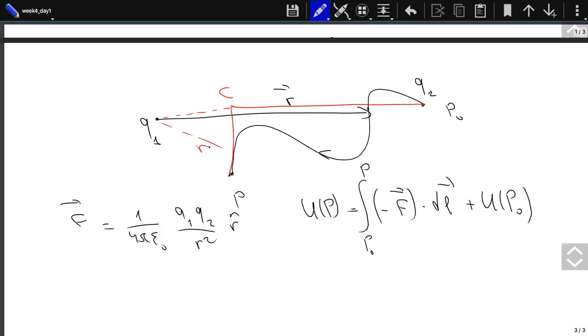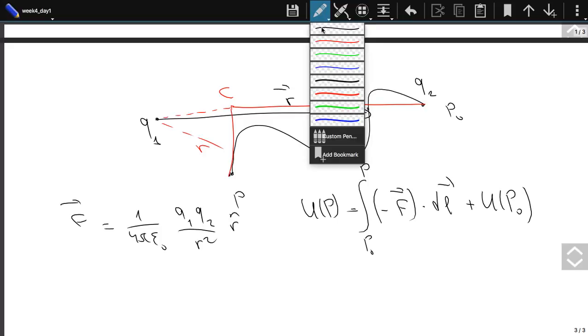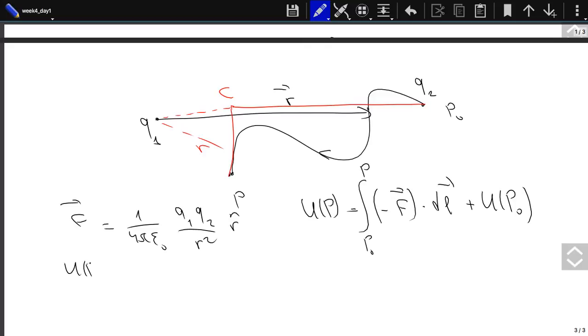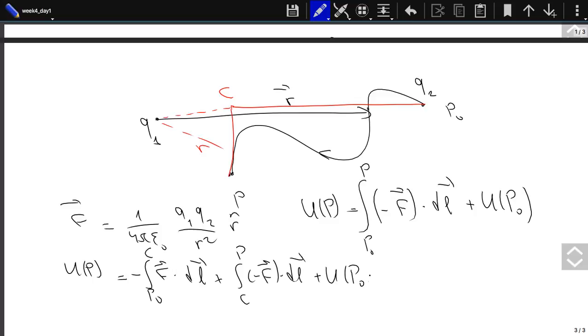Agree? Okay, so let's see. I can write the U of P. This is equal to the integral from P0 up to C of F dot dl, plus from C to P of minus F dot dl, plus U of P0.